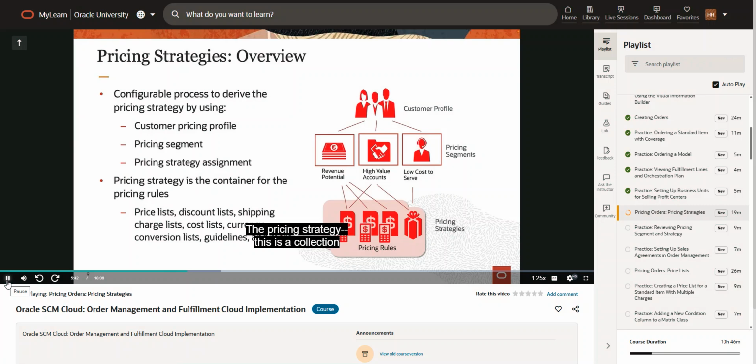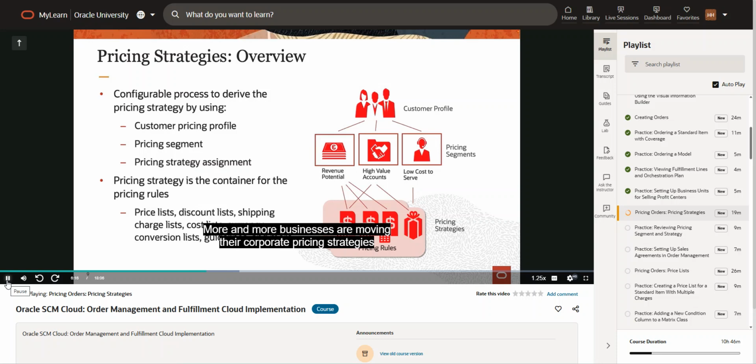The pricing strategy. This is a collection of pricing rules like price list, discount list, shipping charge list, cost list, currency conversion list, and guidelines that together define your approach for selling and pricing products. Each strategy supports a specific objective, such as breaking into a new market, holding your current position, or phasing out an old product. The diagram on the slide shows the relationship. A pricing segment stems from a customer's pricing profile, and the pricing strategy you use is selected based on that segment.